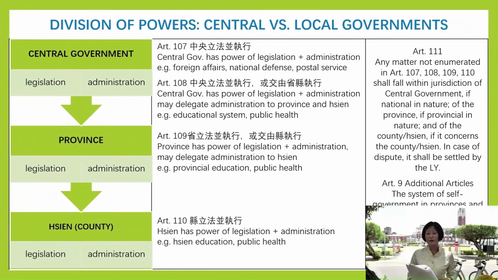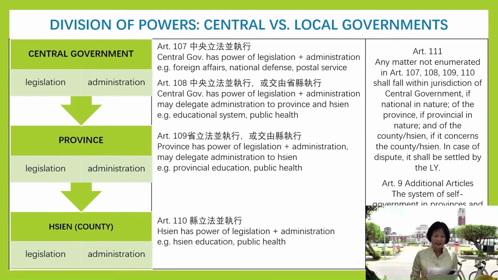So this is the first part regarding the central government. But you know that in Taiwan we also have the local government. So this means we have a division of powers between the central and the local governments. And this division of powers is enshrined in the Constitution.